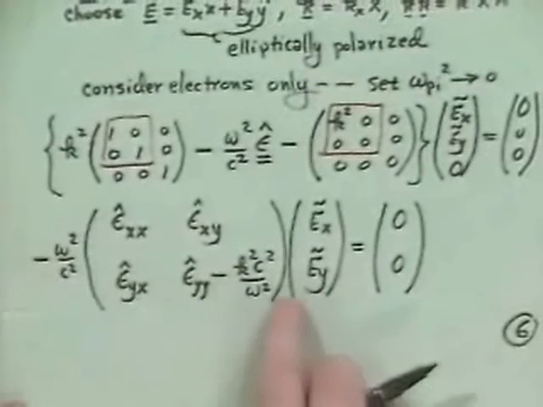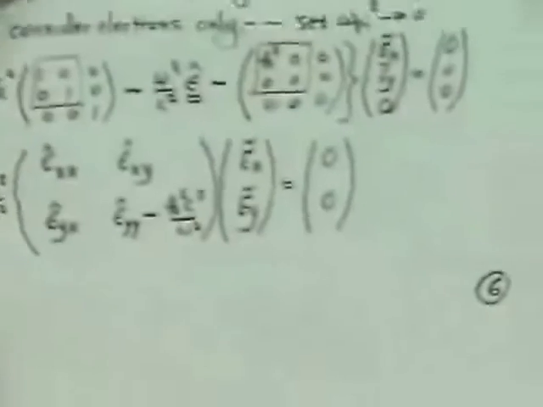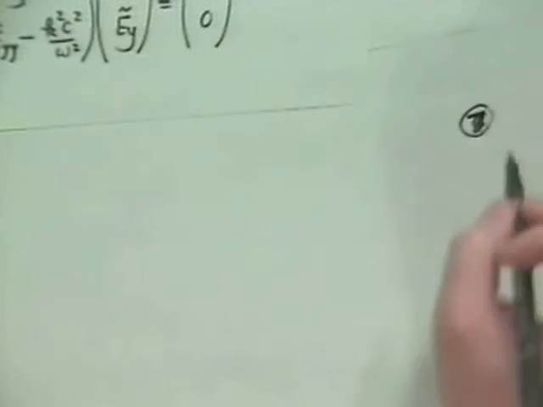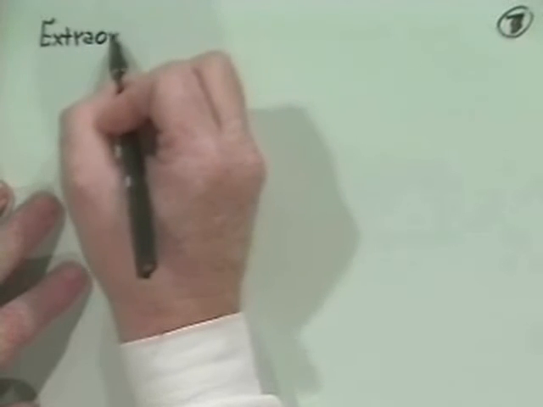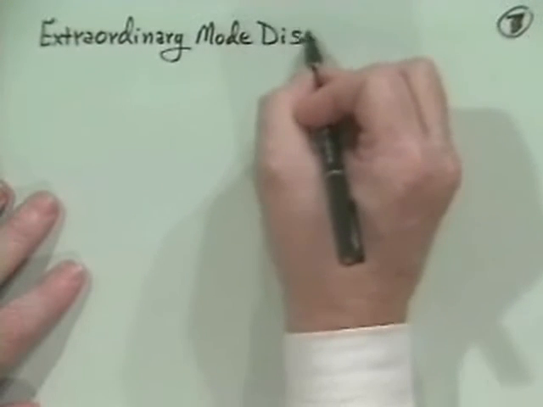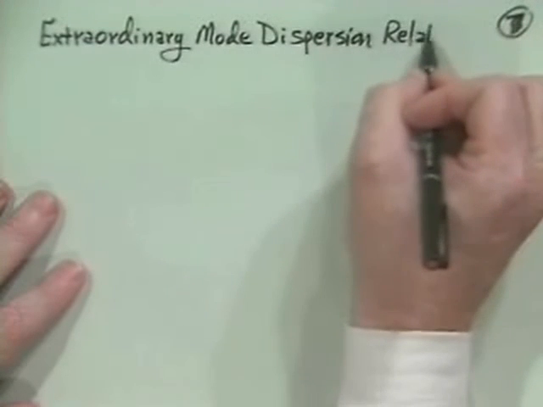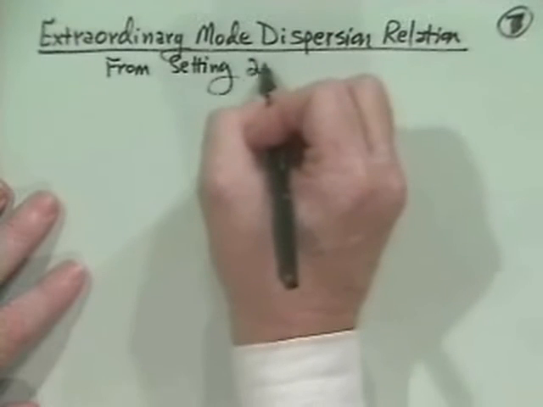now we need to go back to this extraordinary wave, and what we need to do is consider the dispersion relation that we would get from this. And how do we get a dispersion relation? We take the determinant and set it equal to zero. Those would be the normal modes of the plasma. So, I'm sorry, this needs to be a 7. So let's call it dispersion relation. Extraordinary, extra meaning not ordinary, of course, mode dispersion relation, and it's from setting the 2x2 determinant to zero.